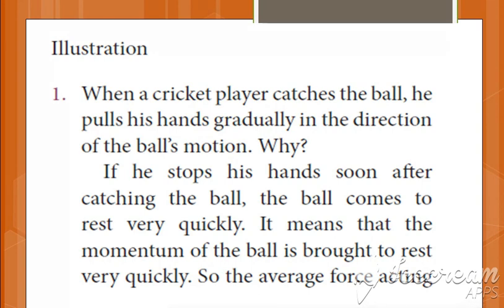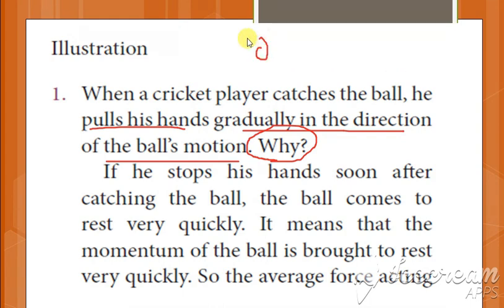First one is, let us consider that a cricketer catches the ball. When he catches the ball, he pulls his hand in the direction of the ball's motion. So we are asking a question, why? Whenever the cricketer catches the ball, it's not that he stops his hand abruptly, but he takes his hand backward along the motion of the ball, is it not?